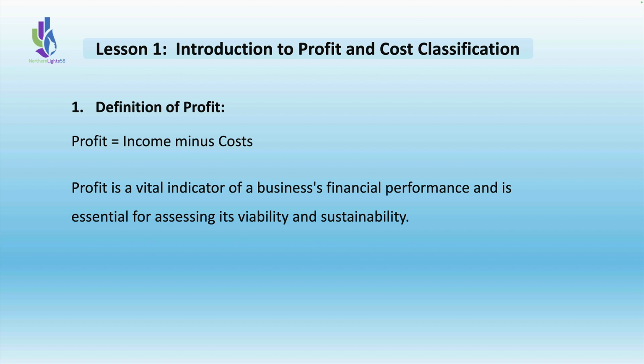Definition of profit. Profit is total sales revenue or income less total costs. Profit refers to the financial gain earned by a business after deducting all expenses from total revenue, including costs of goods sold, operating expenses, taxes, and interest payments. It represents the surplus remaining after all costs have been accounted for. I'm sure you will know that profit is a vital indicator of a business's financial performance and is essential for assessing its viability and sustainability.